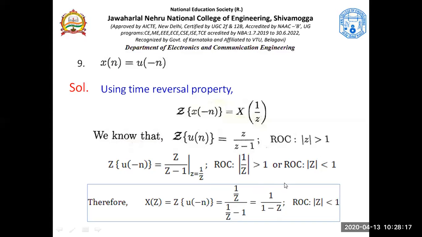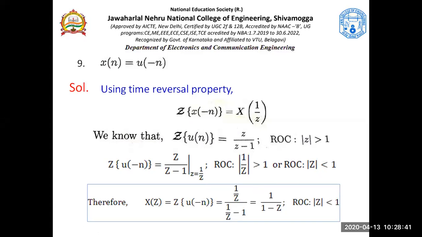And how does the ROC need to be found out? ROC of u of n is z greater than 1. ROC of minus u of minus n is 1 by z greater than 1. 1 by z greater than 1 is as good as saying z less than 1. If you take this z here, it is 1 greater than magnitude z, or you can say magnitude z is less than 1.